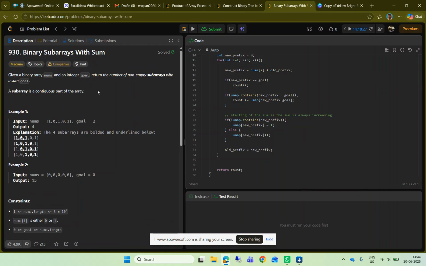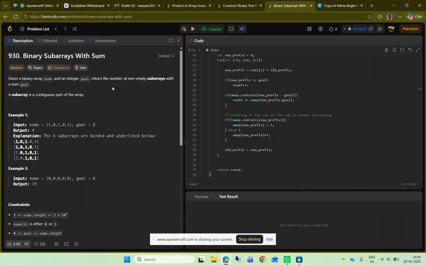Binary subarrays with sum. Essentially, what the problem wants us to find is subarrays which add up to a particular value, which is called goal here. So this is very similar to a problem called subarray sum equals k, which is a very standard problem.